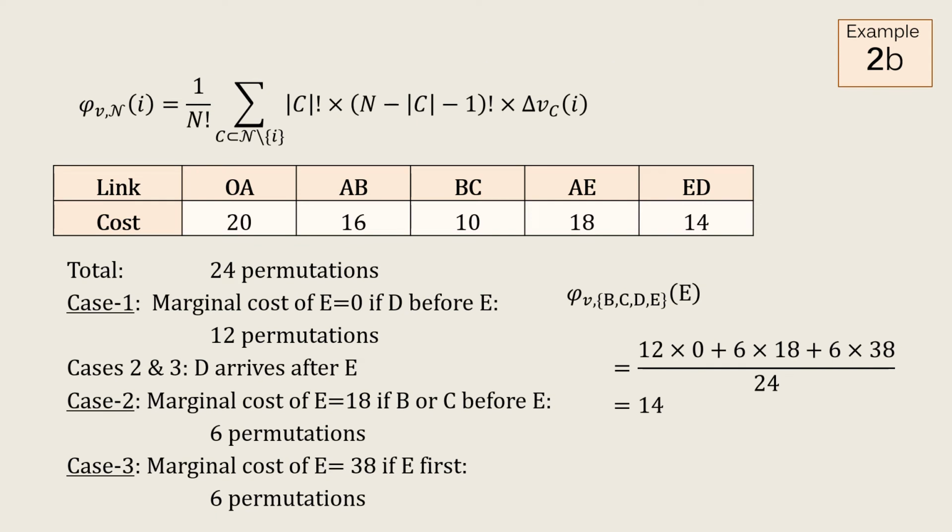Therefore, the Shapley value of E is 0 in 12 permutations, in 6 permutations it pays $18, and in 6 permutations it pays $38. And the total number of permutations is 24, and this works out to be $14, which is what we had originally computed for that same agent.